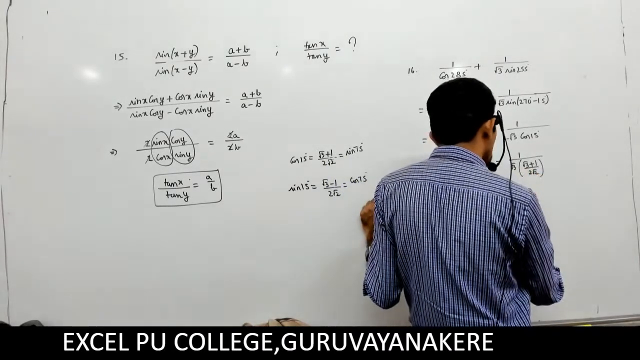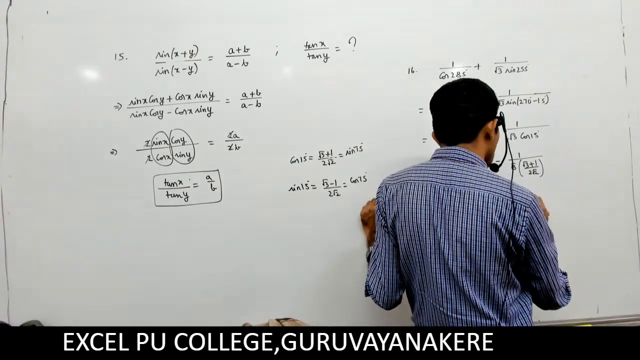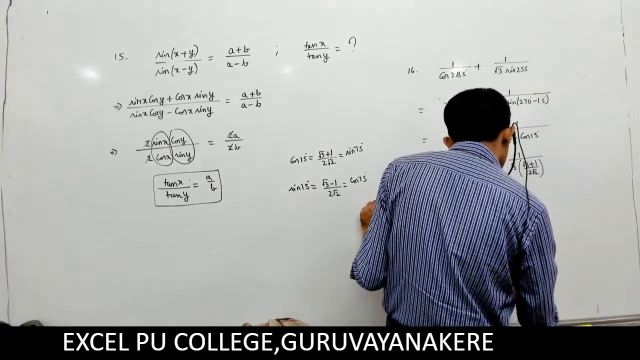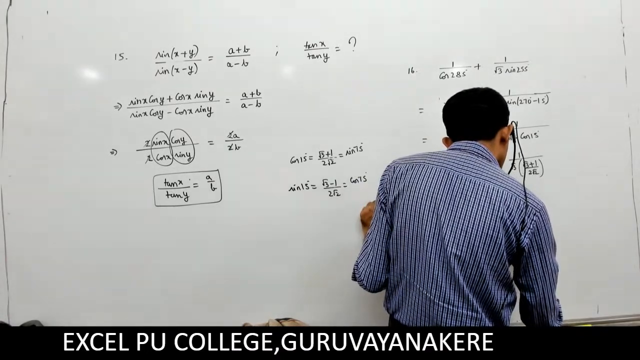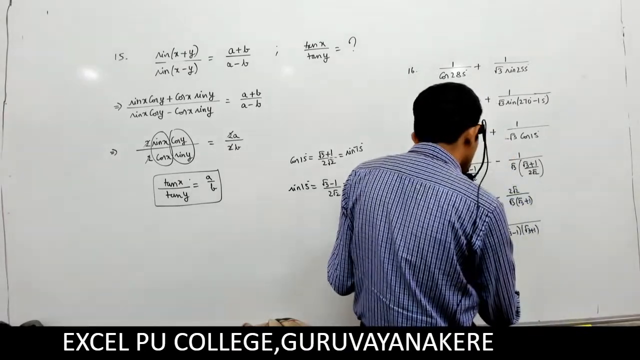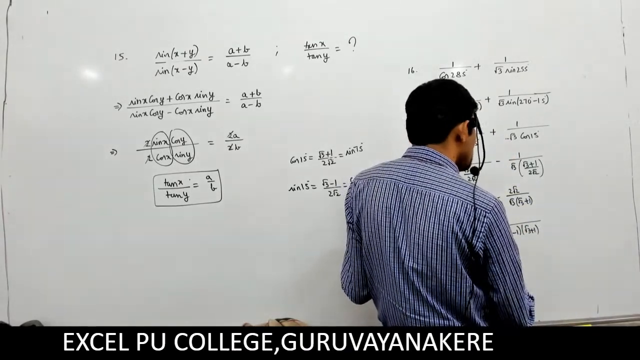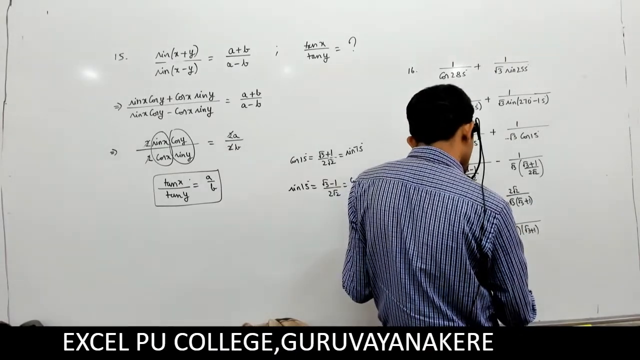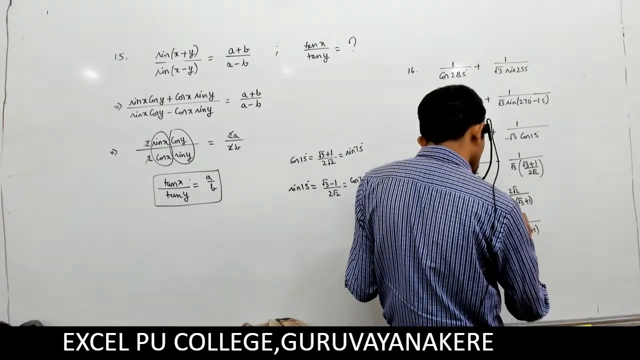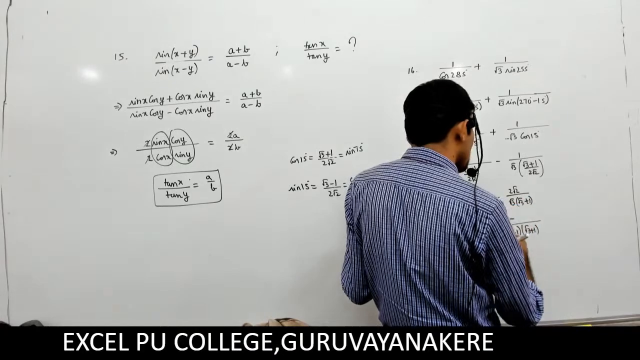Minus, this 2 root 2 goes up: 2 root 2 divided by root 3 into root 3 plus 1. Take the LCM, root 3 into root 3 minus 1 into root 3 plus 1. Take the common denominator. Root 3 minus 1 is multiplied by root 3 into root 3 plus 1, so what you get is 2 root 2 into root 3 into root 3 plus 1. Root 3 into root 3 plus 1 is multiplied by root 3 minus 1 to get this.